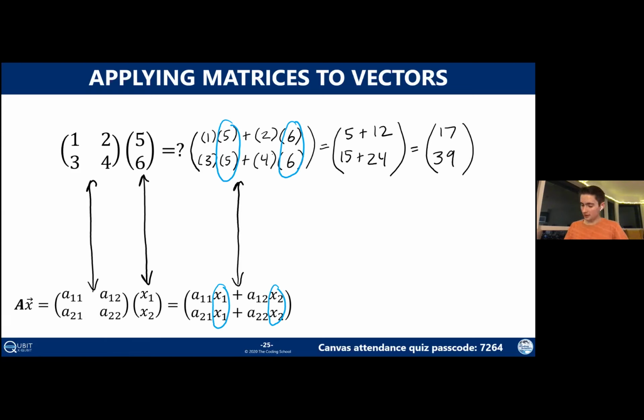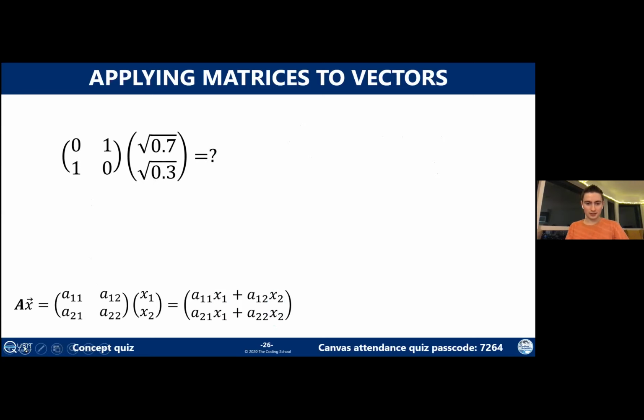Okay, so now that we've got one example out of the way, let's go and do a concept quiz. So I'm again going to get a poll launched here for this question. You're asked to find the result of multiplying the matrix 0, 1, 1, 0 with this vector, root 0.7, root 0.3. So again, I've put the formula down in the bottom left of the screen here. So just follow along with this formula. The most important thing here, honestly, is just patience, just to make sure you don't get your 1s and 2s confused. So just be sure that you follow that formula and you should get the correct answer.